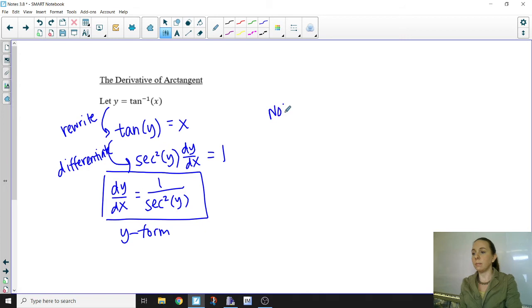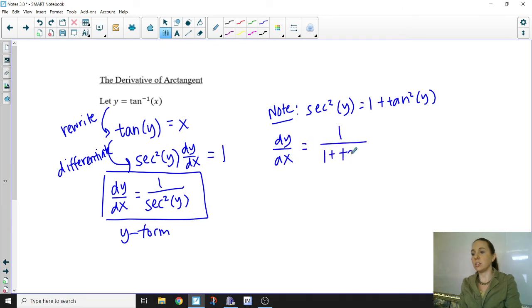Note, secant squared of y equals 1 plus tangent squared of y. So you see this secant squared of y, you are going to replace it with 1 plus tangent squared of y, because this equation tells you you can do that. So our derivative is now 1 over 1 plus tangent squared of y.